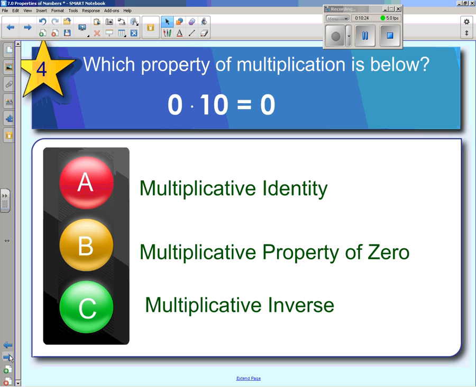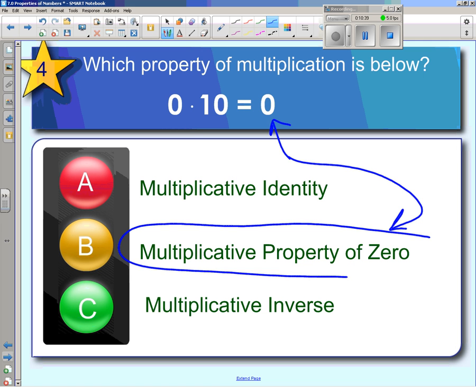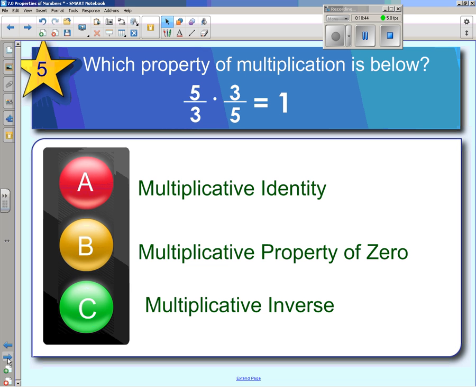Which property of multiplication is below? 0 times 10 equals 0. Pause the video. All right, guys, the big hint here is the number 0. We can all figure that one out, I hope. If your brain is turned on, you can figure this out. Which property of multiplication is below? 5/3 times 3/5 equals 1. Pause the video. Your correct answer is multiplicative inverse. 5/3 and 3/5 are inverses of each other. When you multiply them, they equal 1.